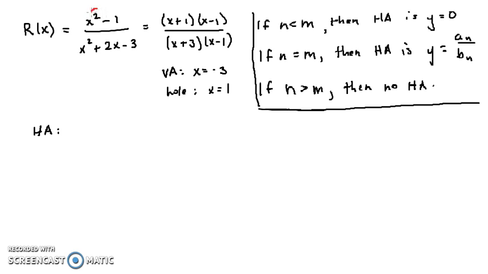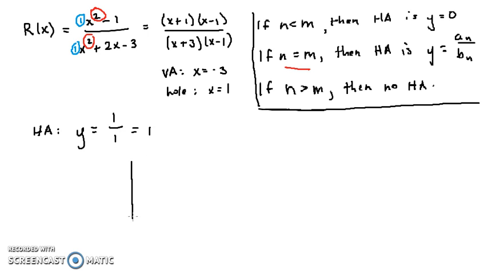Okay, so our degree on top, remember that's the highest exponent. Our degree on top is 2. Our degree on bottom is 2. So that means that our degrees match, and our horizontal asymptote is going to be the leading coefficients. So we're looking at the leading coefficient over the leading coefficient. Those are both implied to be 1s, even though they're not written there. So our horizontal asymptote is going to be 1 over 1, or just 1. We've got a horizontal asymptote of 1.